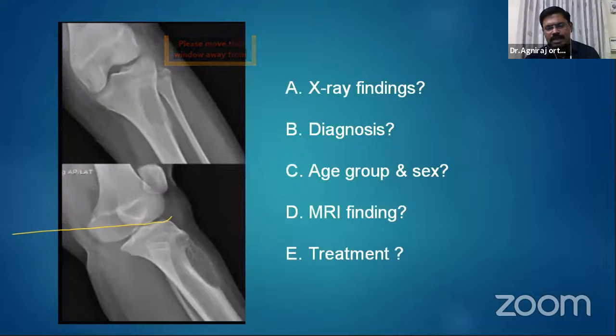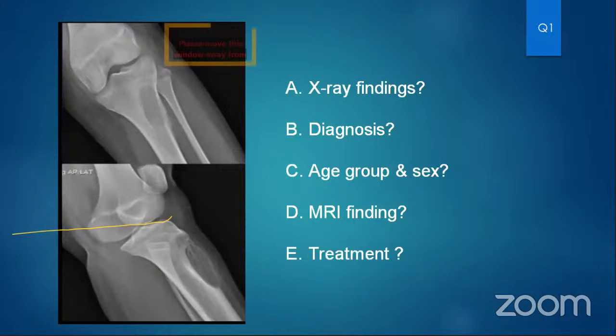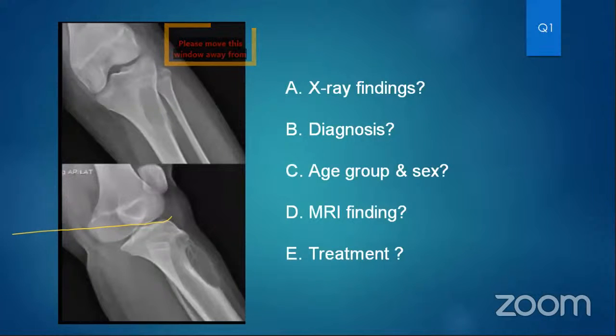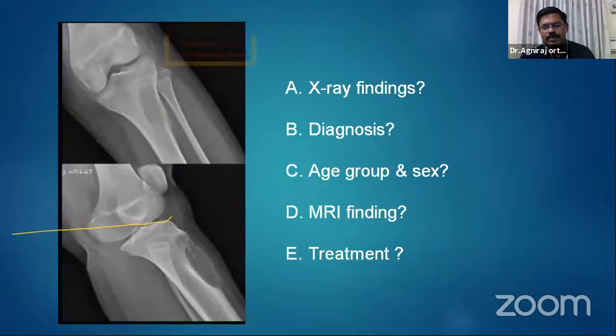What is the most commonly used adjuvant? I will give the choices. The adjuvants used are phenol, hydrogen peroxide, liquid nitrogen, argon beam laser. What is the most commonly used adjuvant? What is the best adjuvant? The best adjuvant is liquid nitrogen. Wrong. The most commonly used is phenol, and the best is argon beam laser. It is given in Campbell. Go and read.